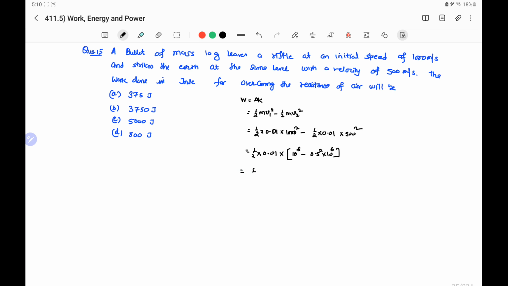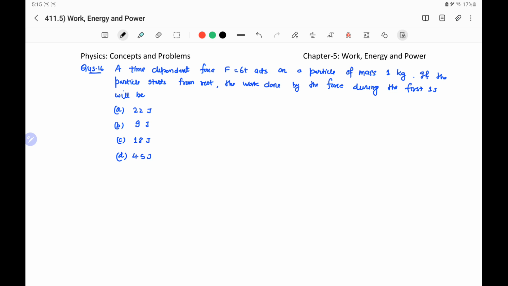So it will be equal to half into 10 raised to the power minus 2 into 10 to the power 6 is common, so it is taken out, and remaining is 1 minus 0.25. So it will be equal to half into 10 raised to the power 4 into, and 1 minus 0.25, it is 0.75. That is equal to 0.375 into 10 raised to the power 4, or it is equal to 3750 joule. Hence option B is the correct option.